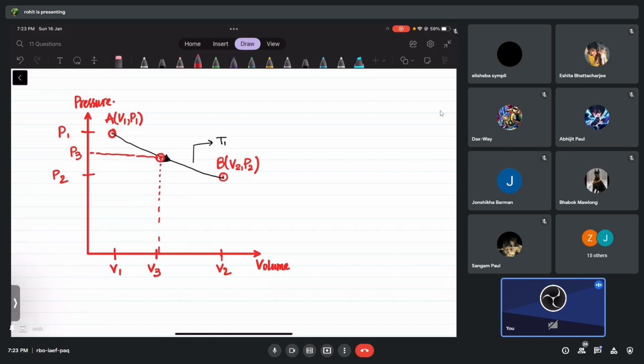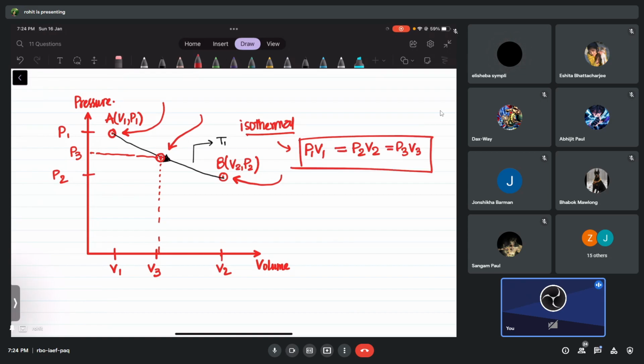Now, because I told you it is an isothermal process, what can I do? I can write the product of pressure and volume, P1 V1 here. The product of pressure and volume here is P2 V2, and here it is P3 V3. Because it's an isothermal process, the product must be the same everywhere in the graph, not only here, but everywhere you want to do it. Are you clear with the isothermal process, guys?